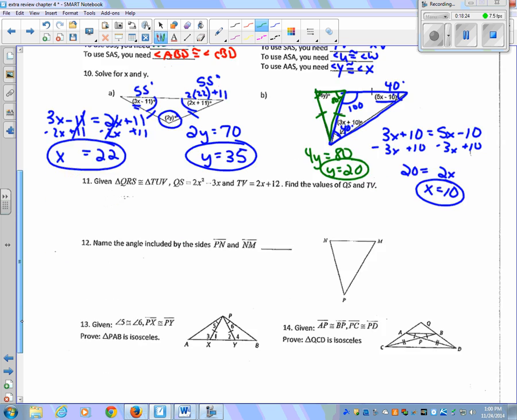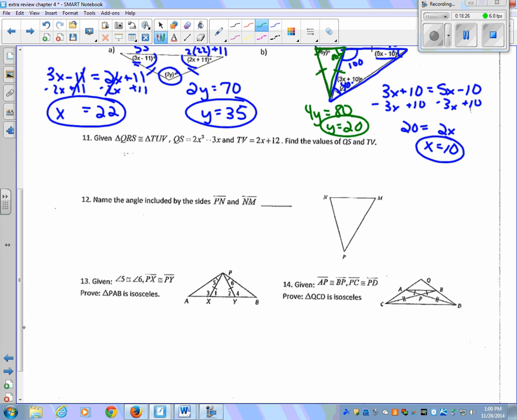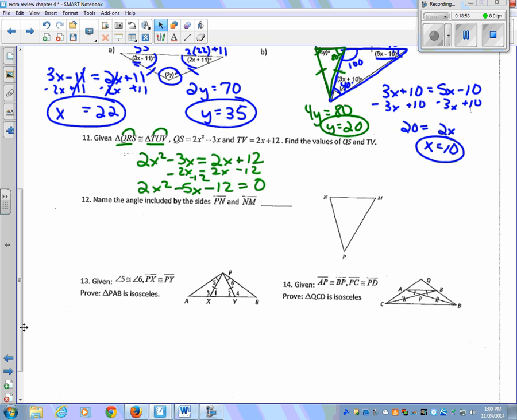Okay, for number 11, given that these two triangles are congruent in that order, then QS has to be equal to TV. So 2x squared minus 3x equals 2x plus 12. Get everything to one side. You're going to get 2x squared minus 5x minus 12 equals 0. We have to factor.